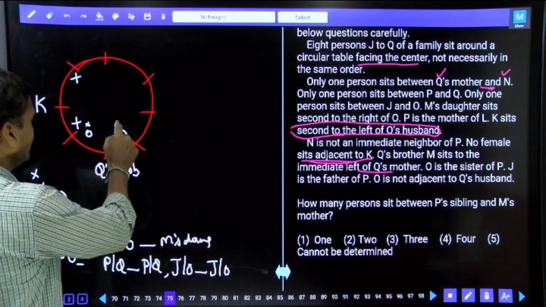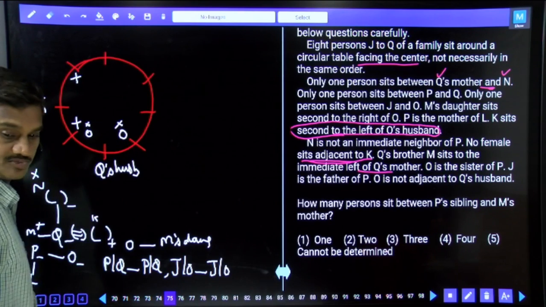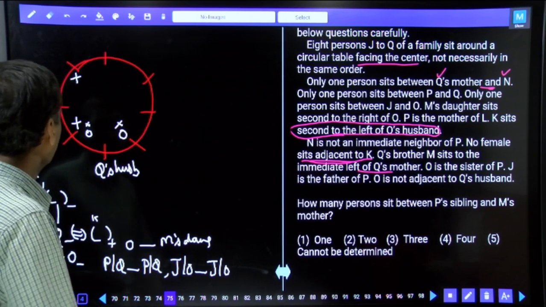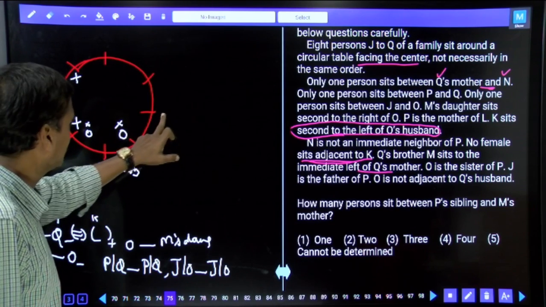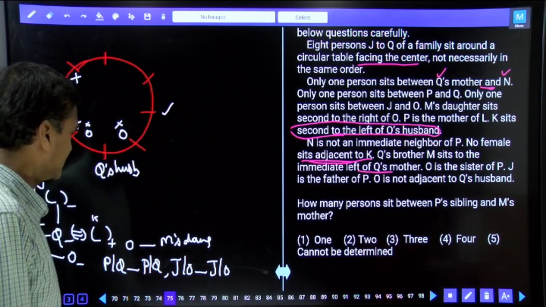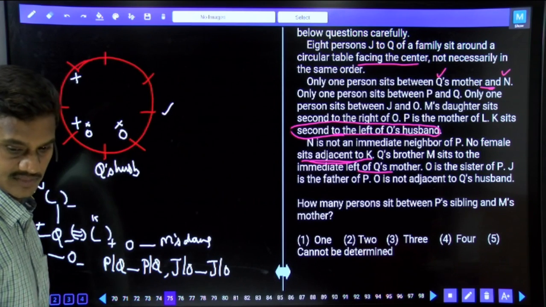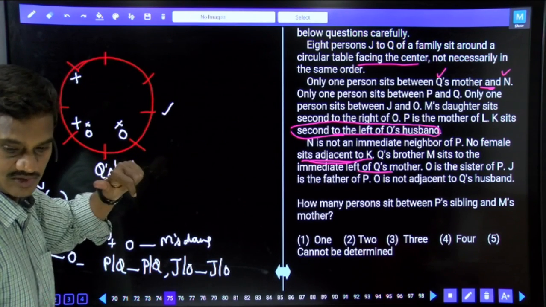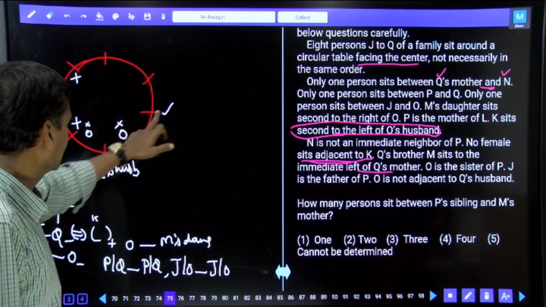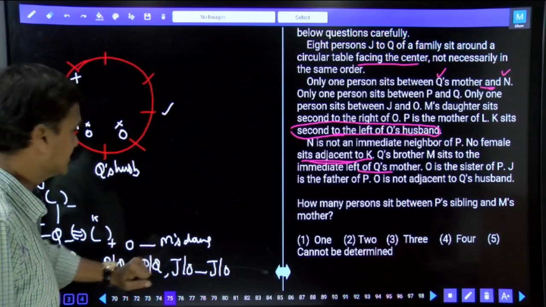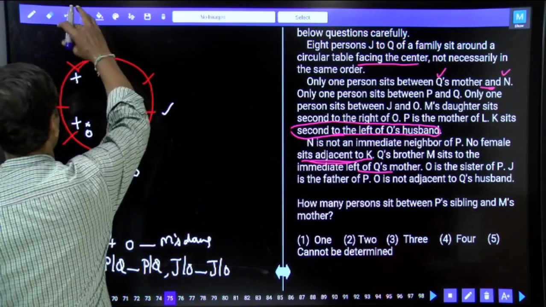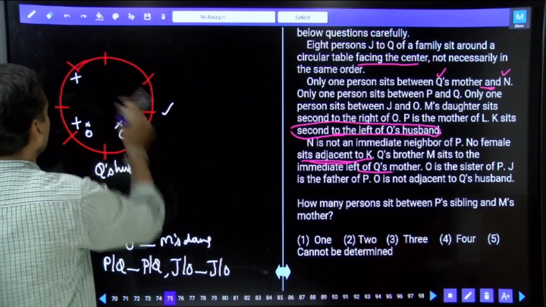As O cannot be in these two places, now let us check the possibilities for this O. Can O be at this place? Anyone please? I'm talking about a possibility. If O is here, then in between J and O there must be exactly one person, isn't it? Then no, O cannot be at this place.